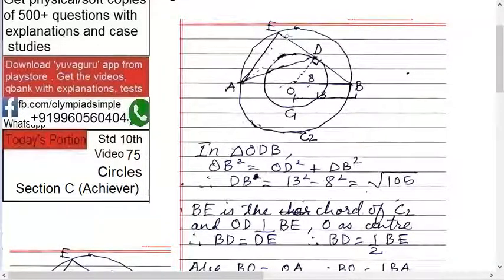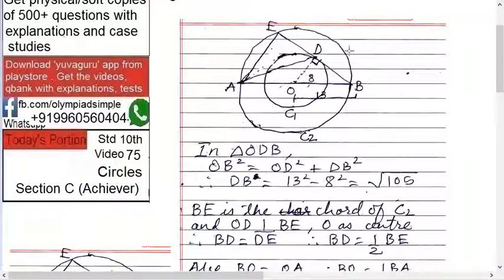So DE will be what? DE will be the same then. Why? BE is a chord of C2, this bigger circle, and OD is perpendicular to BE, because this is a tangent for the smaller circle. Right, DE is a tangent for the smaller circle and OD is the radius of the smaller circle. So these two are perpendicular to each other, OD and DE.